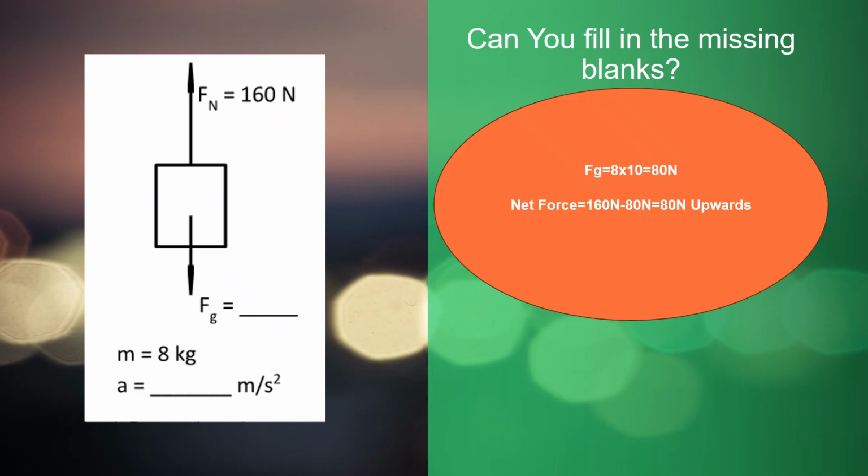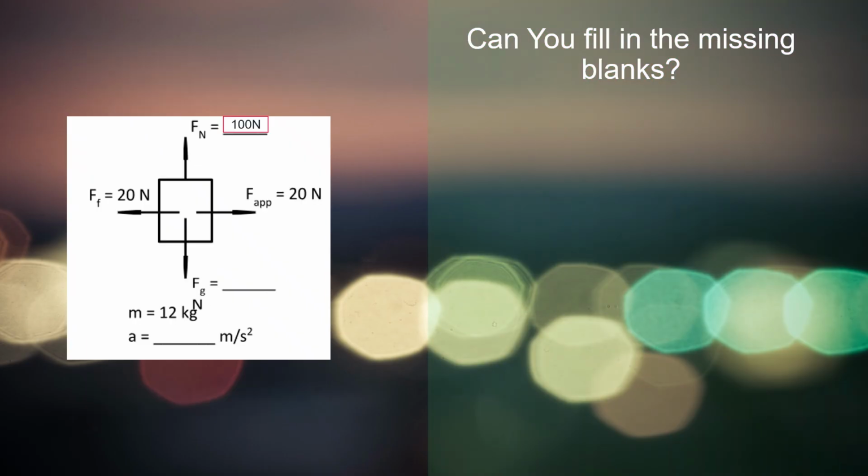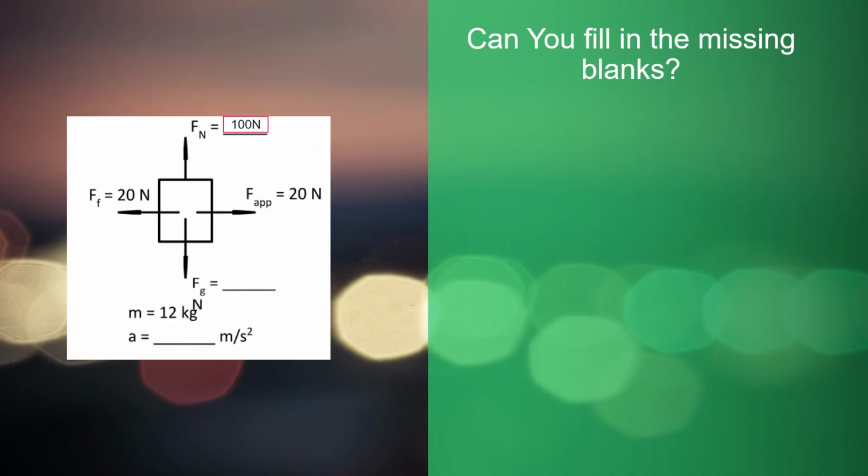Can we figure out at what acceleration this object is being pulled upward? Sure, we can rearrange the formula: the acceleration is equal to the force divided by the mass, and that's 80 divided by 8, which gives us 10 meters per second squared. Here's another problem, and this one we have more information to figure out.